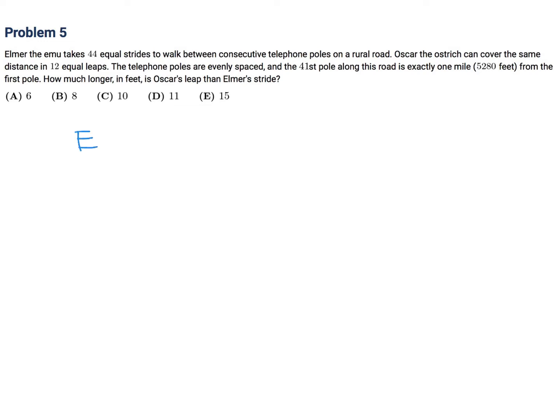Okay, so Elmer, from the first pole to, I guess, the last pole, which in their case is the 41st pole, takes 44 strides. Okay.